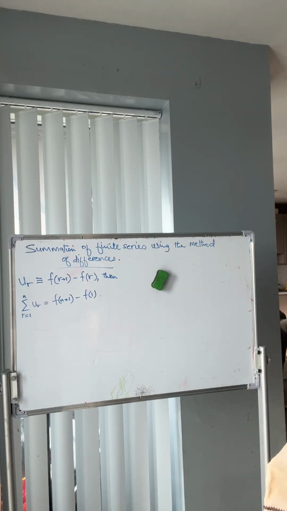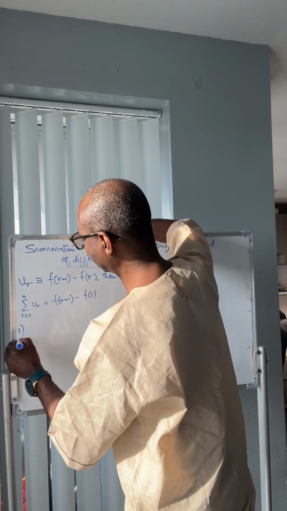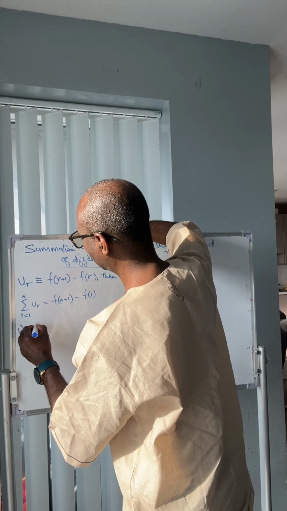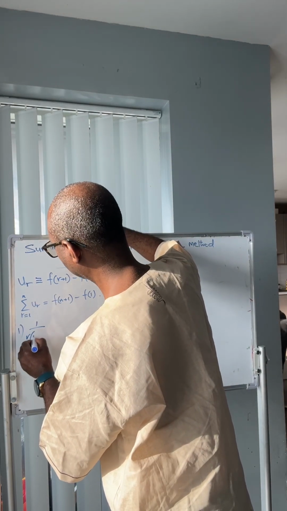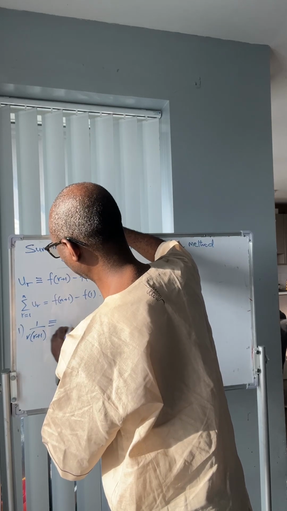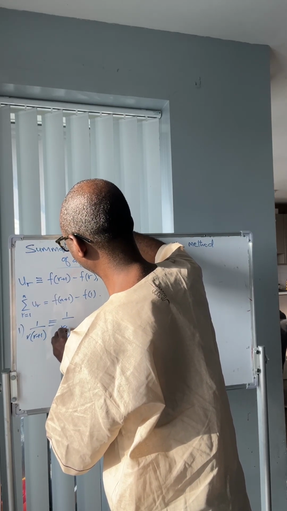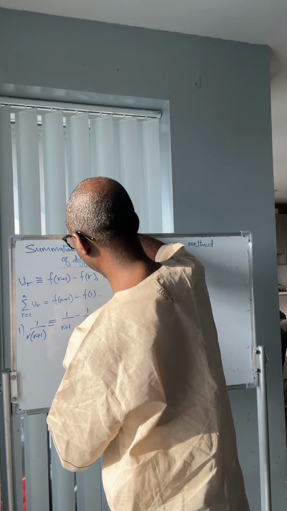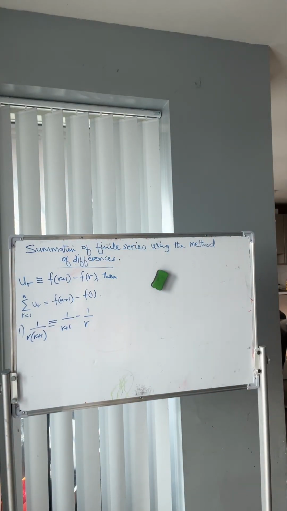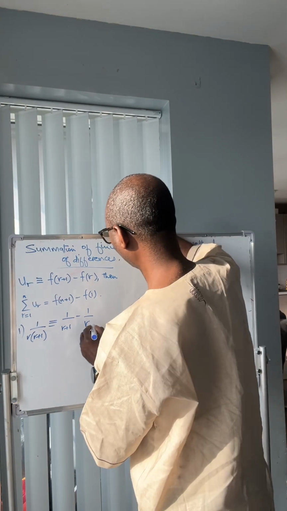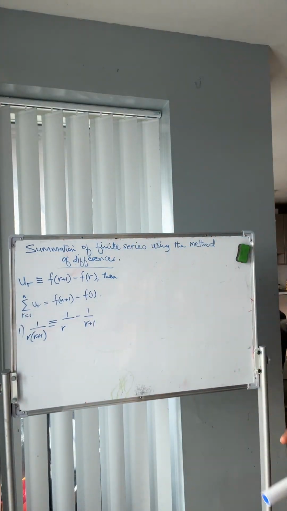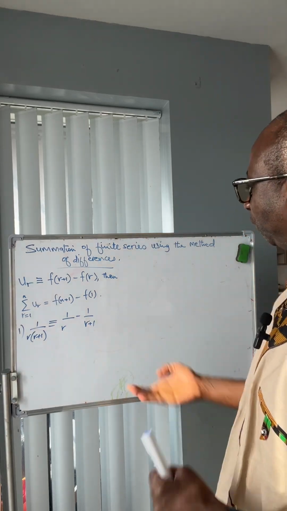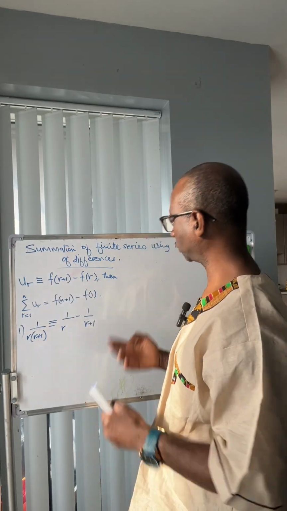You are given a problem here that says: 1 upon r into r plus 1 is equivalent to 1 over r minus 1 over r plus 1. This is what you are given now.